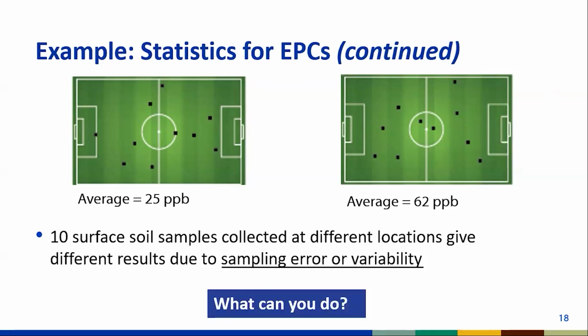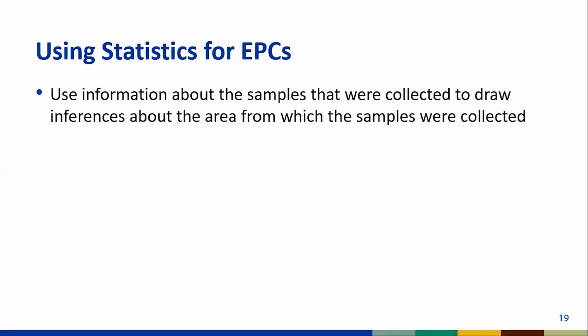Given that this error is always present, where does that leave you for drawing conclusions with discrete environmental sampling data? Short of collecting an infinite number of samples, what can you do to estimate reasonable exposures for your health assessment? You can use information from the samples that were collected to draw inferences about the larger area from which those samples were drawn. As I just demonstrated, if you were to simply use the sample average to do so, you may over or underestimate true mean exposures.